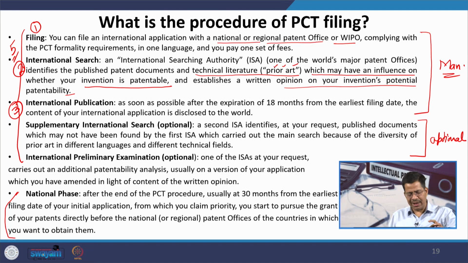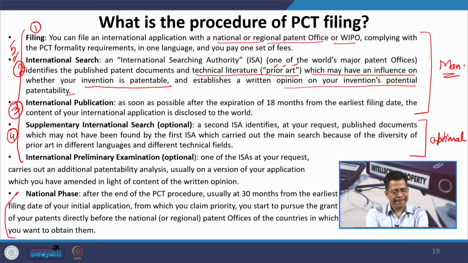So, these are the three common processes when you are going for PCT filing. These three things will automatically happen, like these three things automatically happen in our case also. Now, the next two steps are optional.